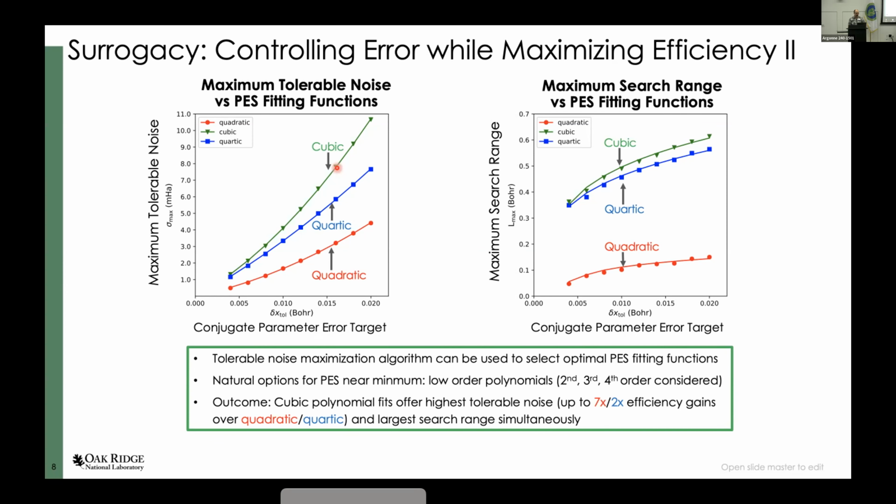So if you went higher in this, this would just kind of fall here. Your search range would probably stay about the same, but the amount of noise you can tolerate would start to go down and down and down, just because you've allowed functions that are less smooth, essentially.